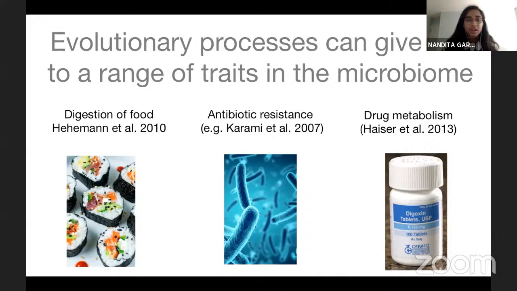human hosts. Genetic variants in the microbiome have been associated with the ability to digest food. It can confer antibiotic resistance and even change the way our bodies respond to drugs. The processes that give rise to these genetic variants are evolutionary processes of drift, mutation, migration, adaptation, and recombination. And yet we have so little understanding of how these processes occur inside of us in our complex communities.